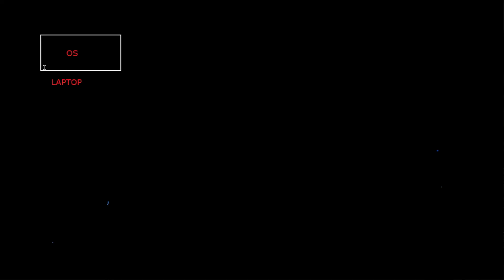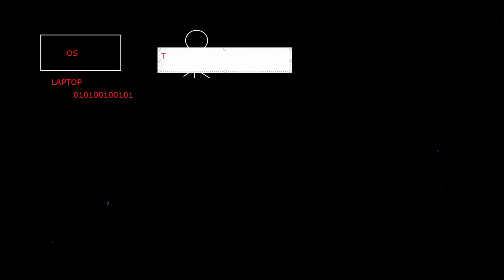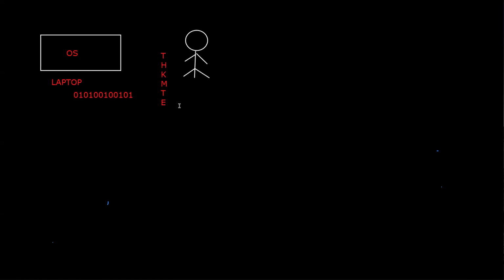Let's say we are the humans. We know a number of languages: Telugu, Hindi, Kannada, Malayalam, Tamil. But the machine, the server, can understand only binary level language. Humans can understand Telugu, Hindi, Kannada, Malayalam, Tamil, English. All these languages are high level languages.